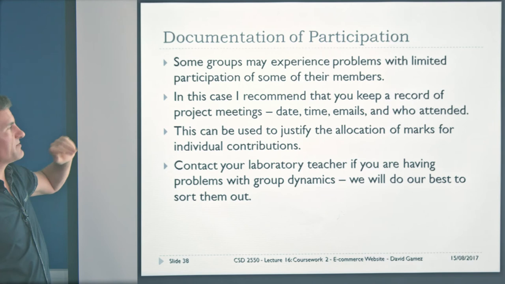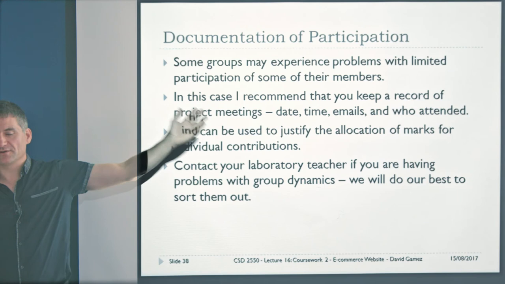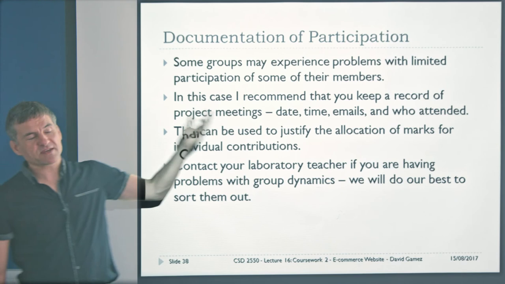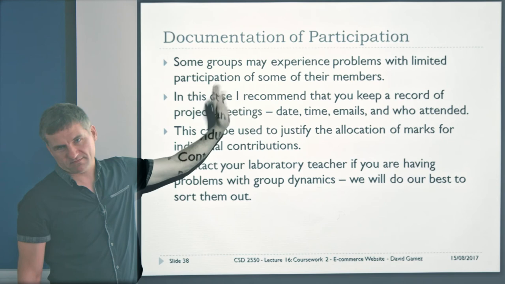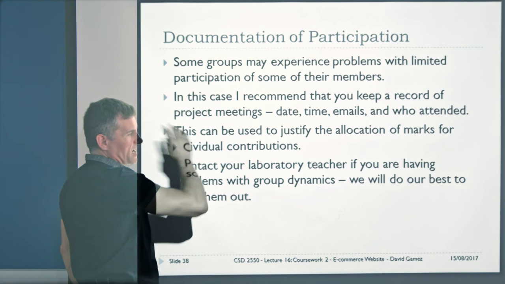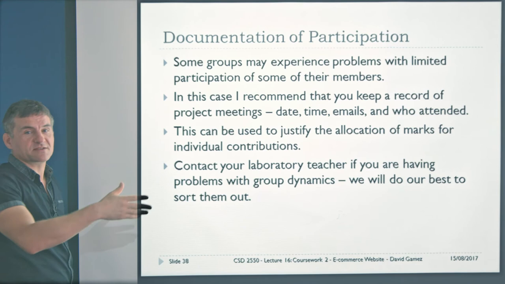and who attended. Set up doodle polls. Do your best to include members who aren't turning up to meetings. But if you do everything possible to include them and then they just don't show up, then you're fine to give them a zero contribution. If you're going to mark people down for not turning up to meetings, that's fine. But if you don't invite them to meetings, that's not fine at all. You've obviously got to make the best effort to include them.